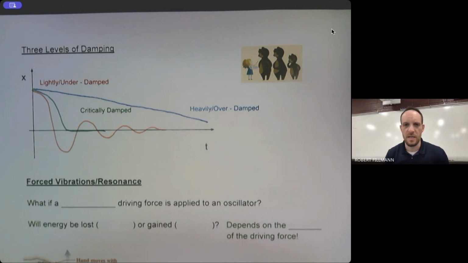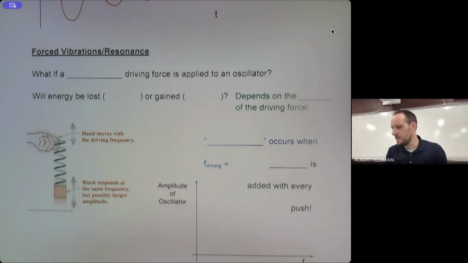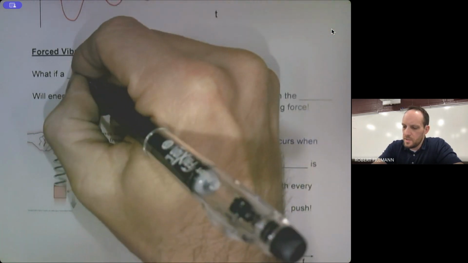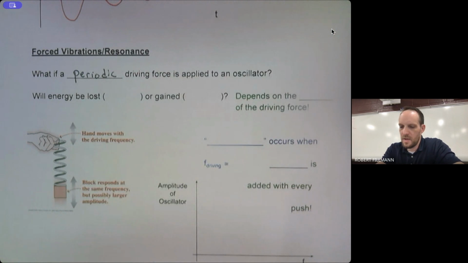The second thing we're looking at in this last activity is basically the opposite. So damping is about taking energy away from an oscillator. Is it possible to put energy into an oscillator and make it oscillate more rather than less? And that's where we get forced vibrations and something called resonance. So we can ask the question, what if a periodic driving force is applied to an oscillator? Now, it's important that it's periodic.